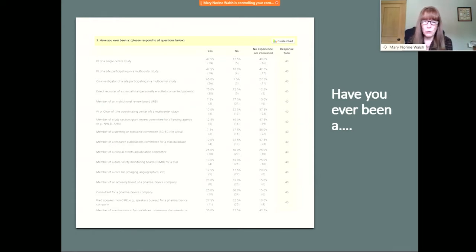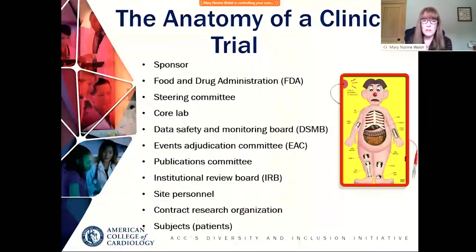And I'm going to just go through what you need to know about site investigator work and what the components of these things are. So this is really the anatomy of a clinical trial. We need a sponsor. The FDA is involved, whether it is a pharmaceutical or device trial. There is a steering committee of every trial. There are many core labs, not for every trial, but for some. Most large trials have a data safety and monitoring board, an events adjudication committee. Some trials that are larger also have a publications committee.